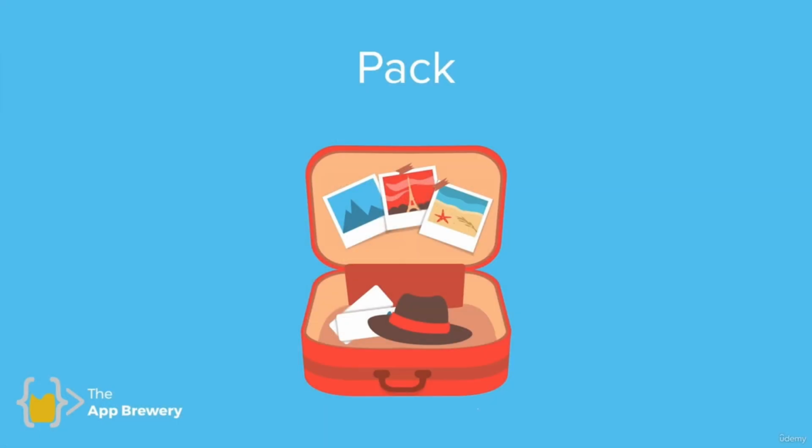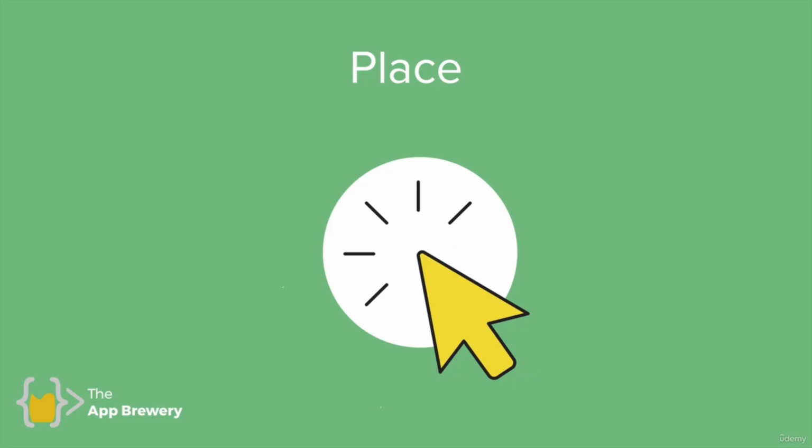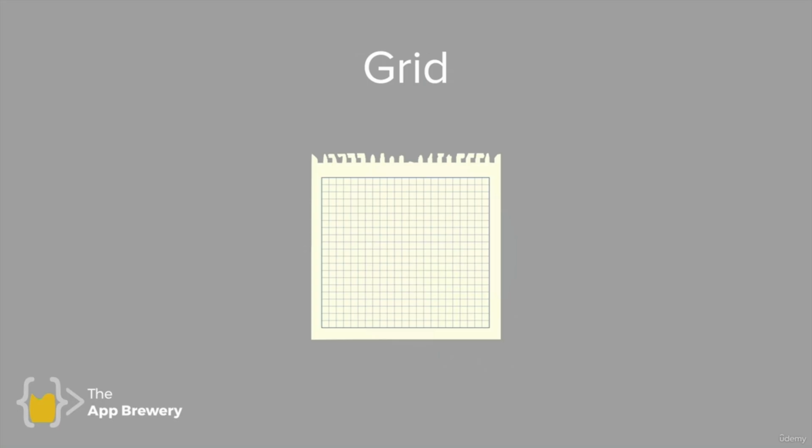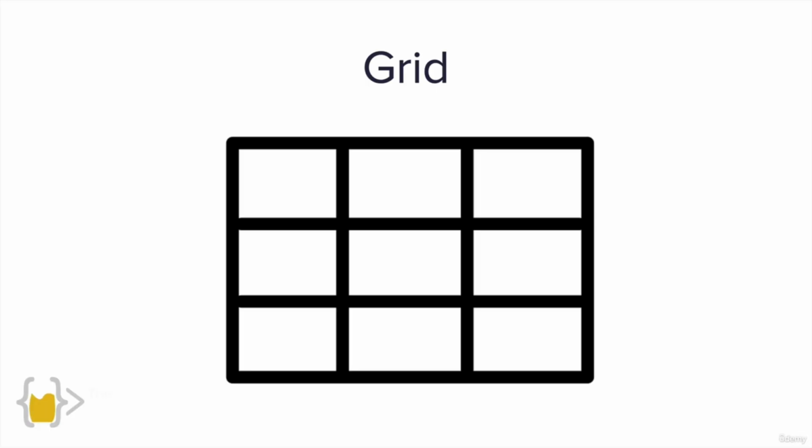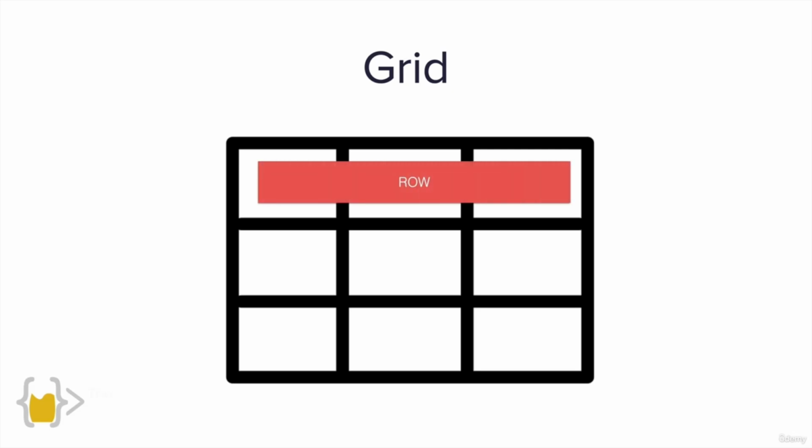So in addition to pack and place, there's also a final layout manager, which also happens to be my favorite one, which is the grid. And the grid is a really simple concept. It imagines that your entire program is a grid, and you can divide it into any number of columns and rows that you want to. So just as a reminder, the rows are the ones that go along the horizontal, and the columns are the ones that go along the vertical.